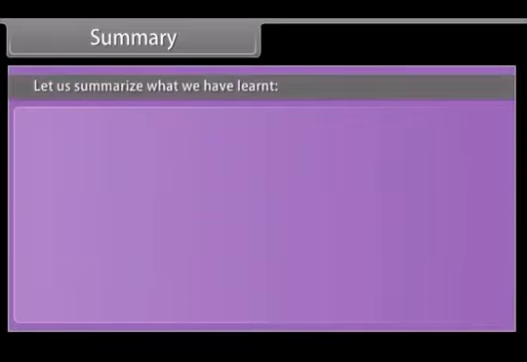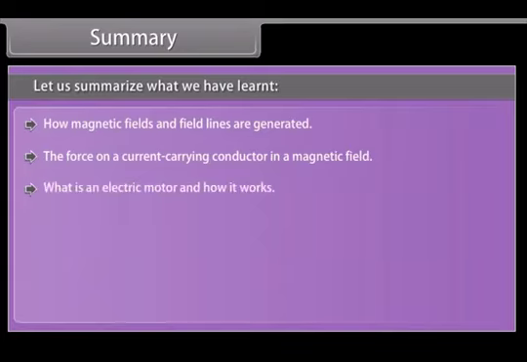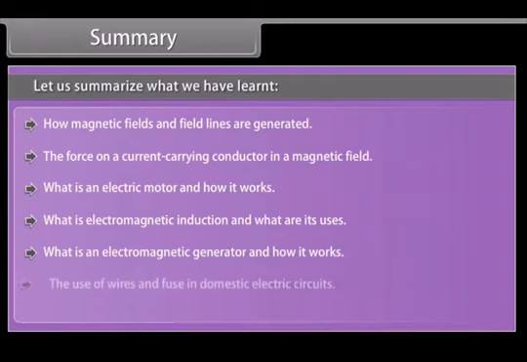Summary. Let us summarize what we have learned. How magnetic fields and field lines are generated. The force on a current-carrying conductor in a magnetic field. What is an electric motor and how does it work? What is electromagnetic induction and what are its uses? What is an electric generator and how does it work? The use of wires and fuse in domestic electric circuits.